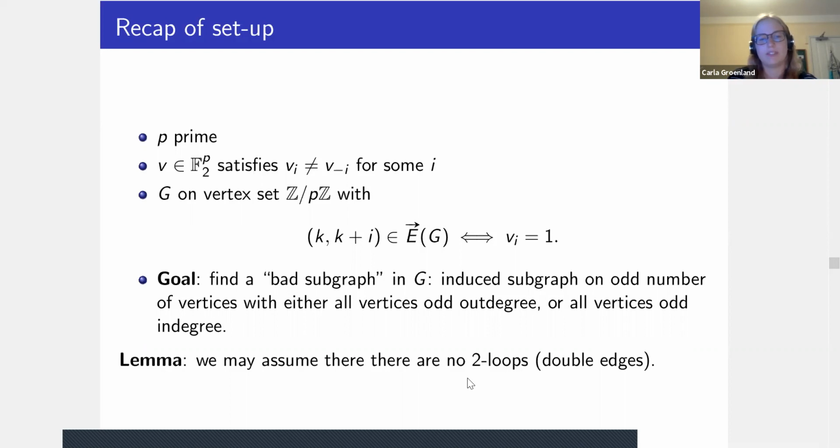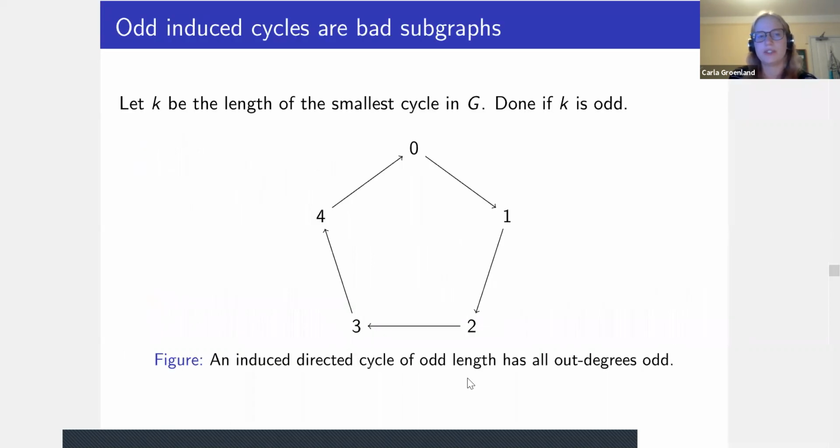Okay, so we didn't have any self loops or two loops. So what is the smallest cycle that we have? Well, as soon as that's odd, we're also done. Because if we look at an induced cycle, it's an induced subgraph with all out degrees equal to 1. So all out degrees are odd. And if it's of odd size, then we're ready.